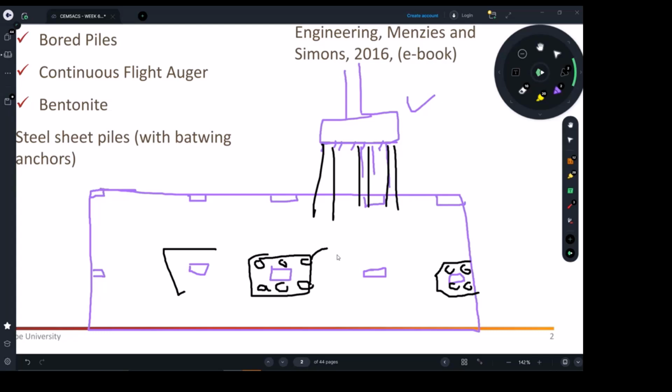So the engineers who are going to come and do the piling, usually the piling contractors have their own company. And even these lecture notes, some of them were prepared by an engineer from a piling company.